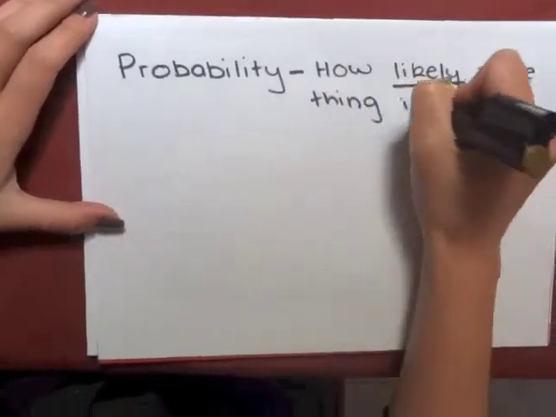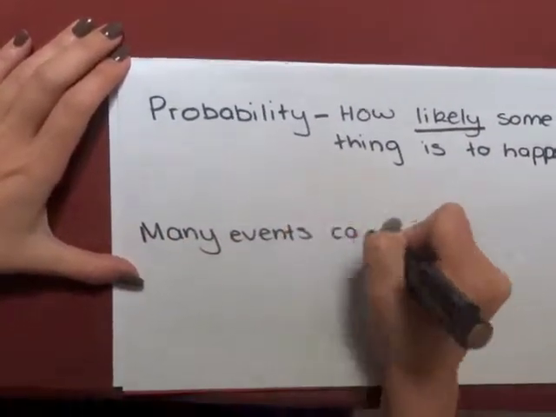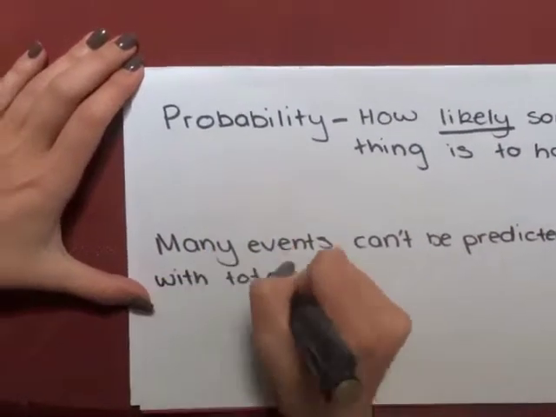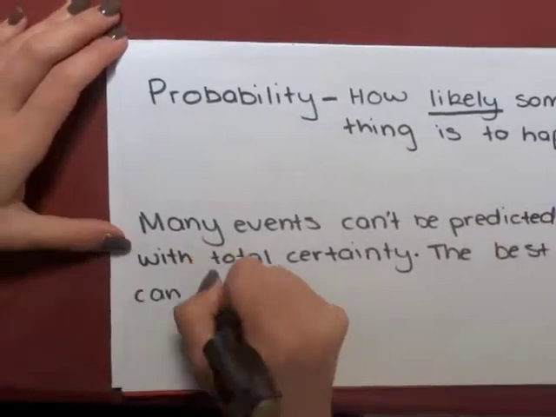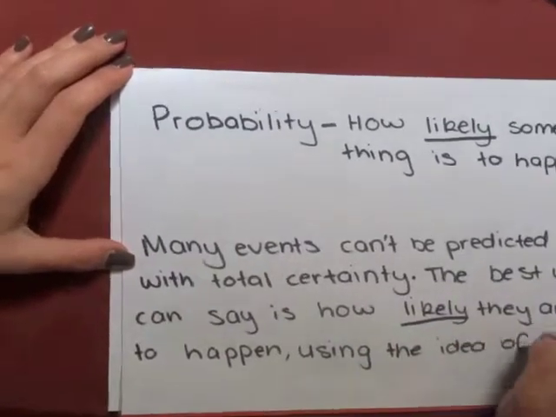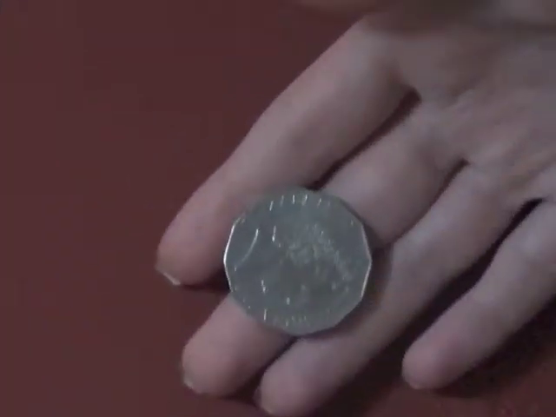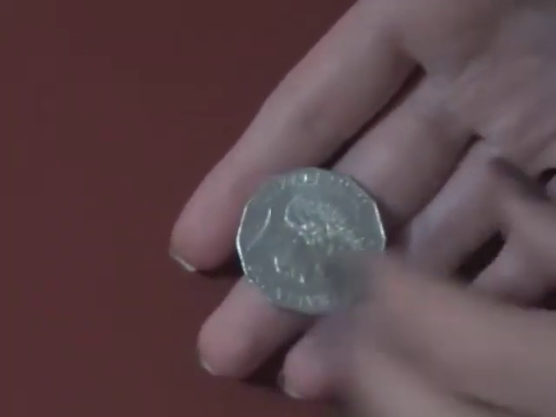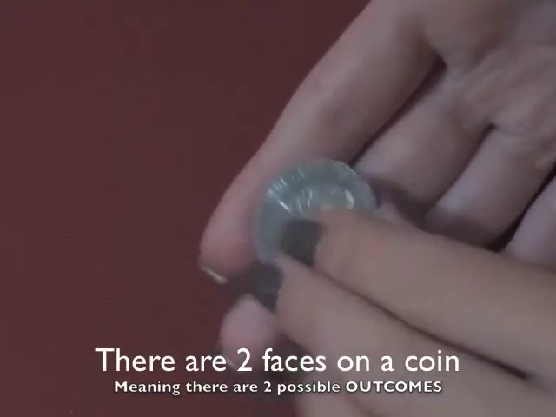Probability. How likely something is going to happen. Many events can't be predicted with total certainty. The best we can say is how likely they are to happen, using the idea of probability. When a coin is tossed, there are two possible outcomes, heads or tails.